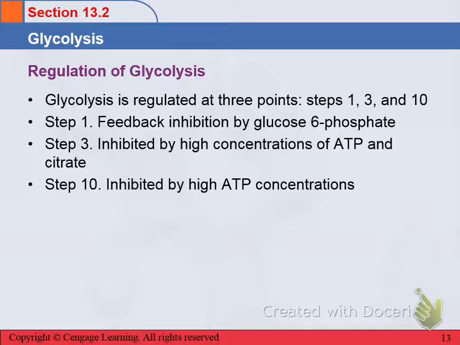So, step one is a feedback inhibition, which means the product, the glucose 6-phosphate, inhibits the enzyme. And the other two are inhibited by ATP. So if you have a lot of ATP present, you don't need to have a lot of glycolysis going on, because the whole purpose of glycolysis ultimately is to form ATP. Okay?